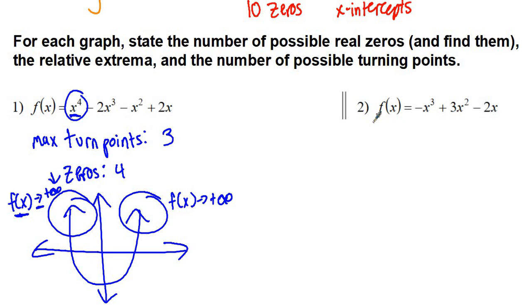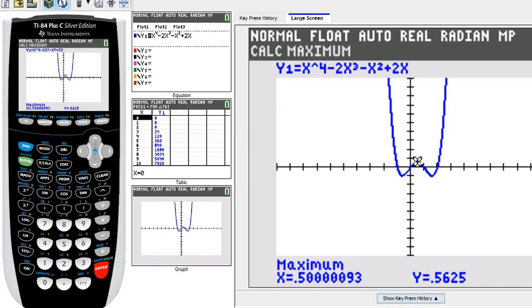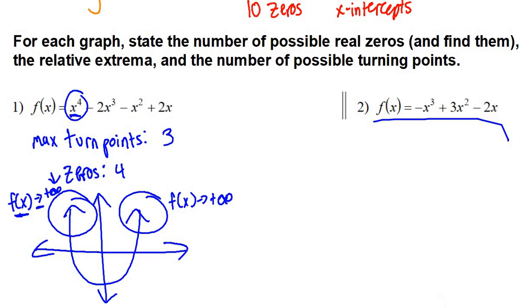So see if you can pause and try to do this second function right there, the negative x cubed. By the way, the negative is going to mean that it's kind of like when you put a negative in front of a parabola, it reverses it. Alright, so let's plug that in. So let's make sure I have it. Negative x cubed plus 3x squared minus 2x.